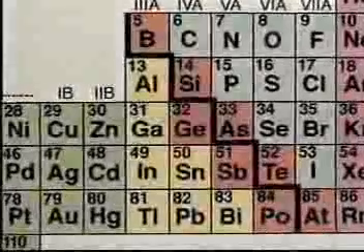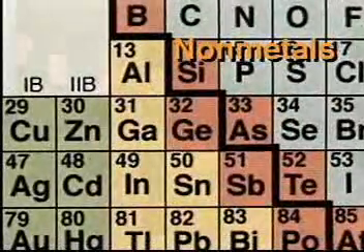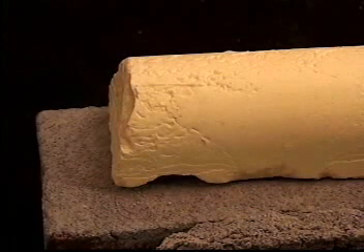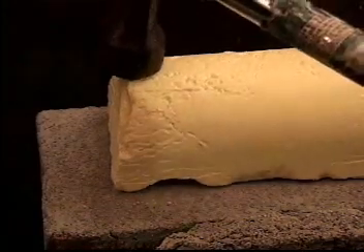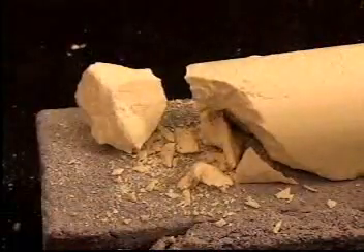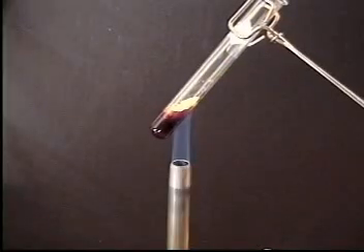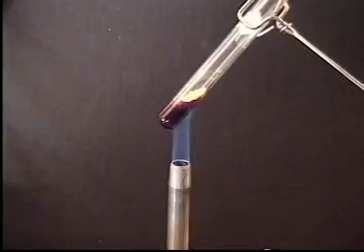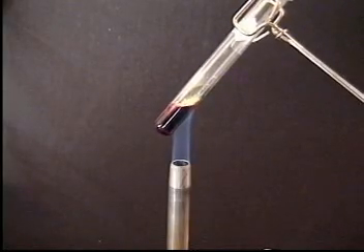The elements to the right of the staircase-like line in the periodic table are called the nonmetals. The nonmetals tend to have opposite properties from the metals. These elements tend to have a dull luster and are brittle, such as this sulfur. They have low densities and melt at lower temperatures. They do not conduct electricity well.